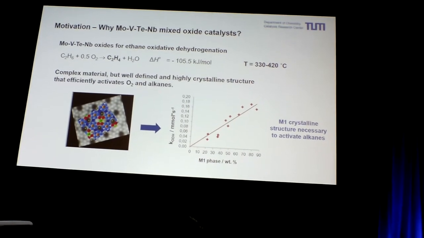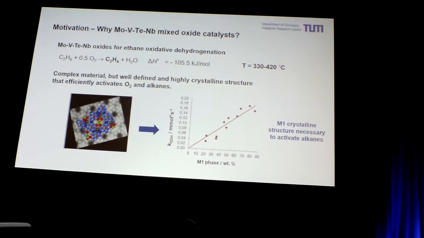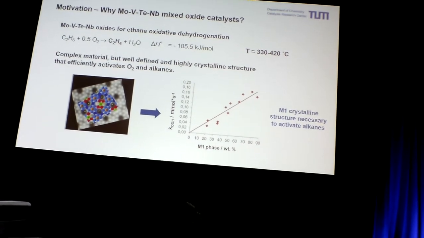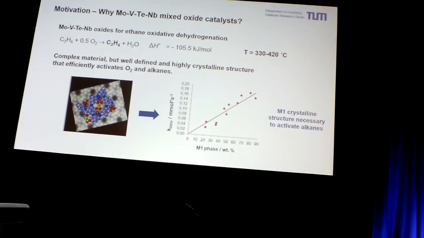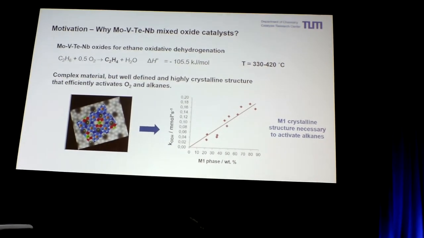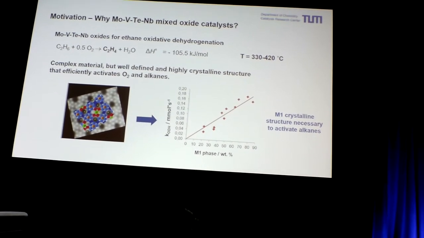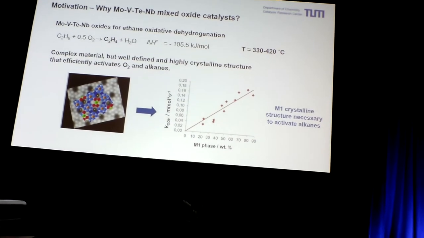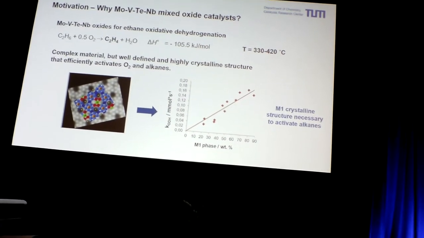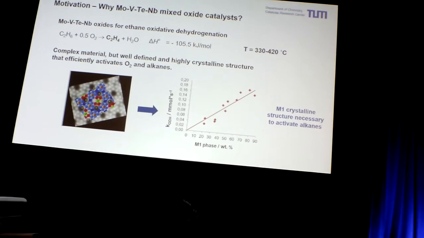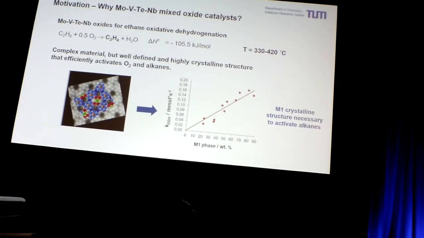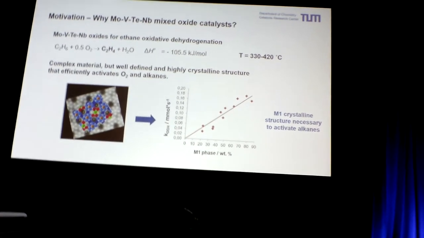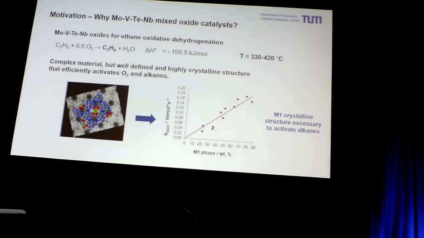So here you can see a correlation between the ODH rates and the content of M1 phase in different materials, meaning that any other possible binary or ternary metal oxide combinations that we can form will not be able to activate alkane at the temperatures that we are working with. And this is a good starting point. The active site is still under debate, but at least we know the crystalline structure that contains the active site.